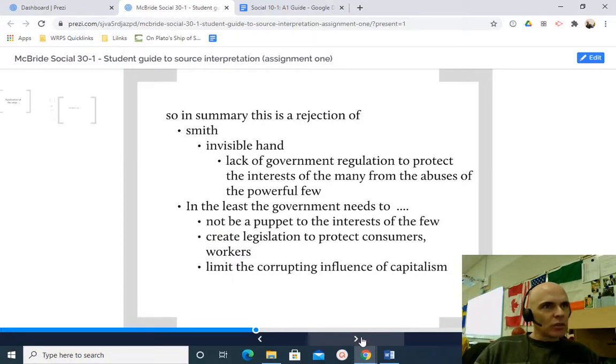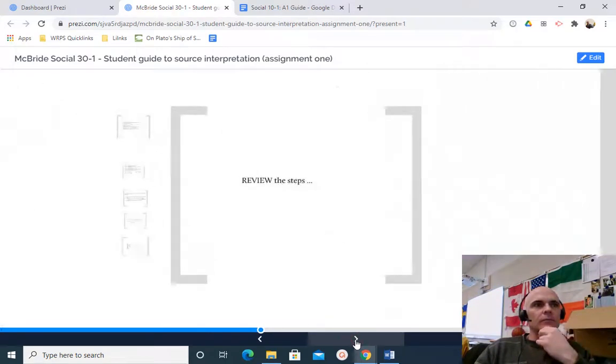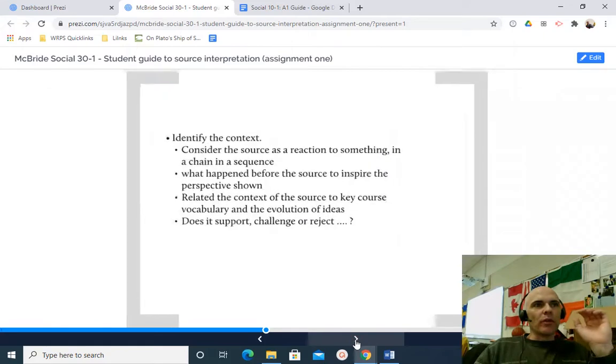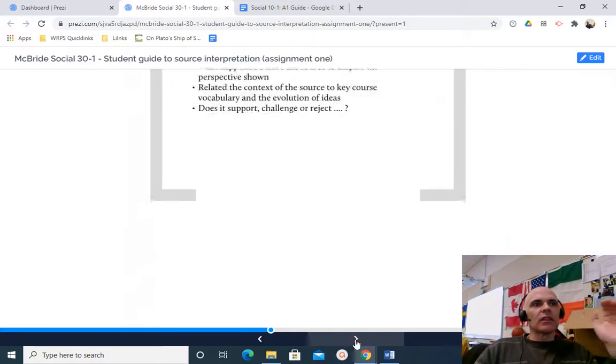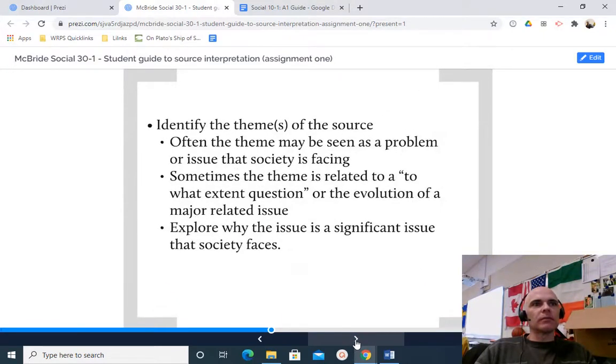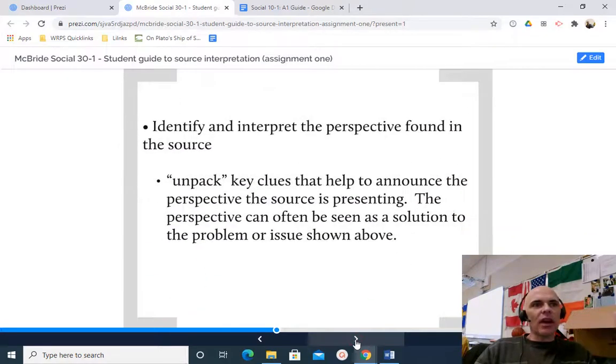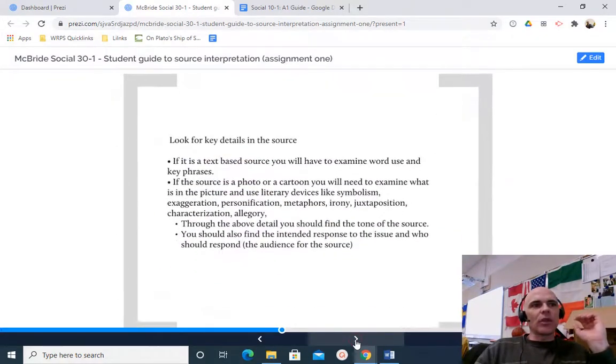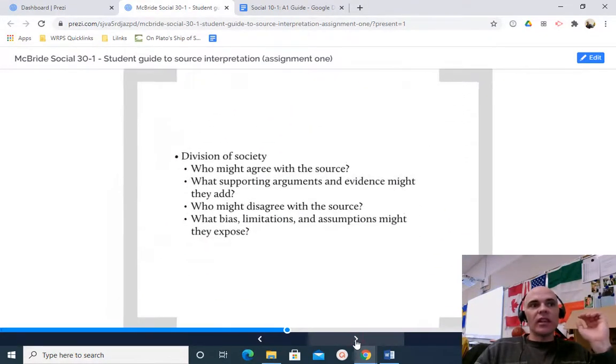So in summary, this is a rejection of Smith. It's a rejection of the invisible hand. So this is what's not on the page. This is what they're not embracing, right? So not only are we saying this is what it reflects, but this is what it rejects. So we review the steps that we've just gone through with them. And it's nice to do these practice ones together. These are not easy.